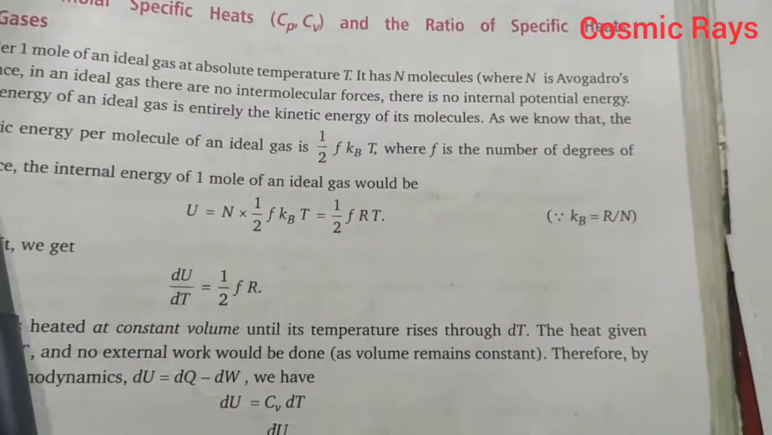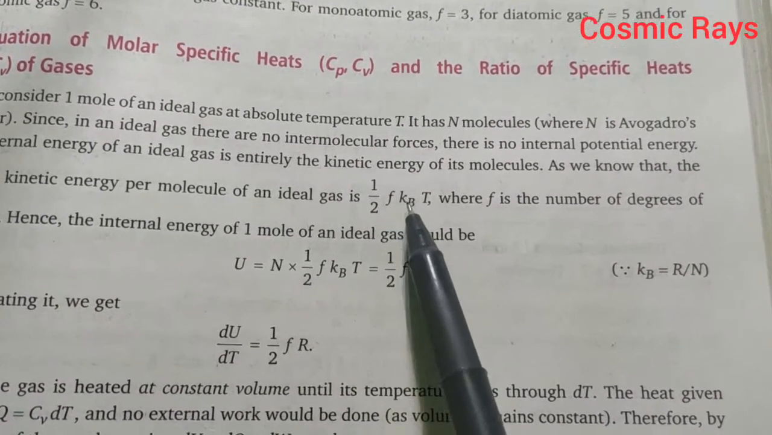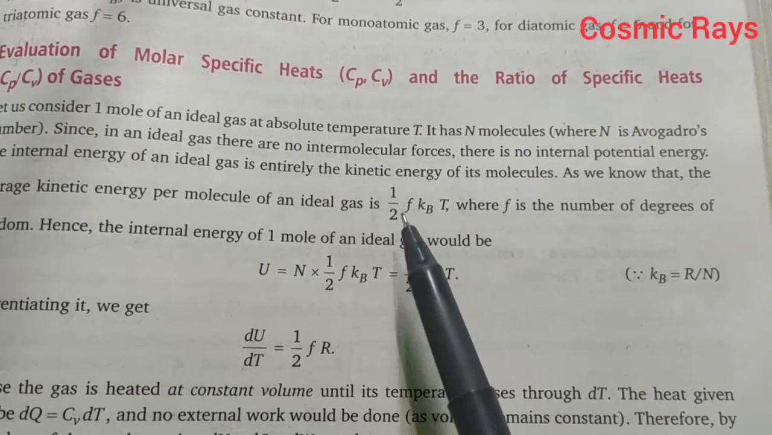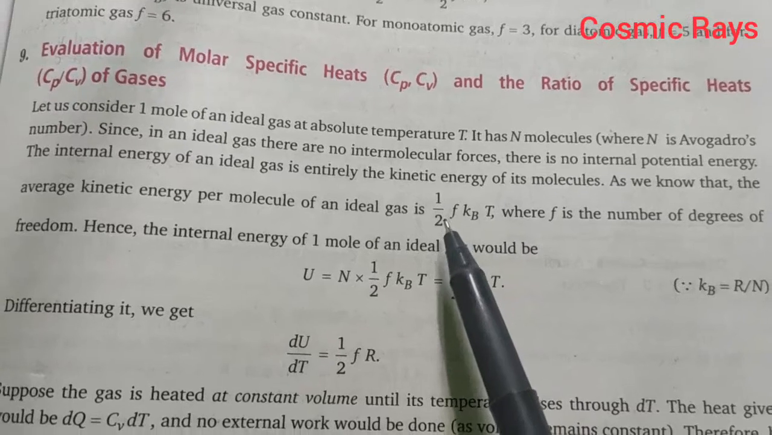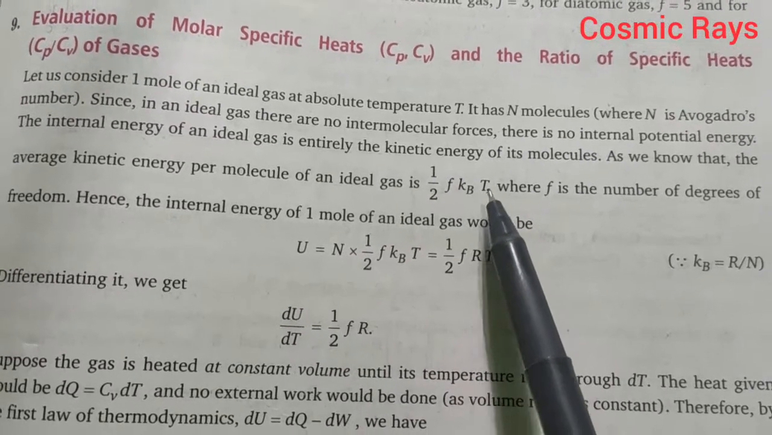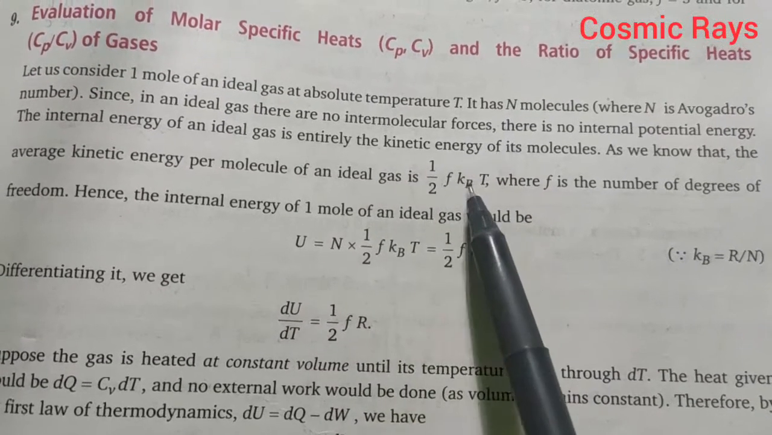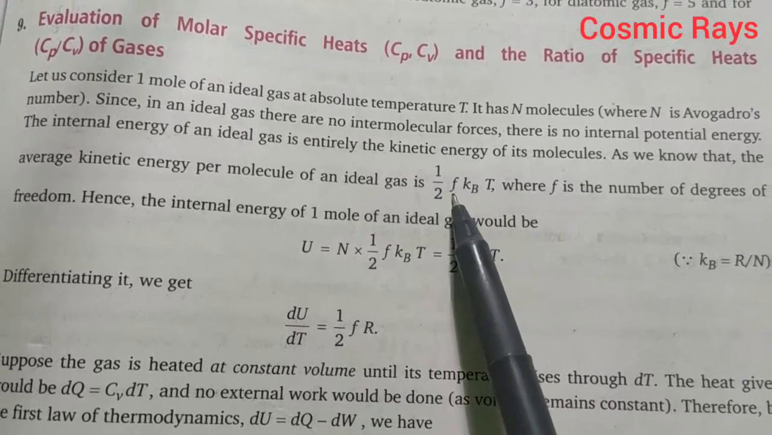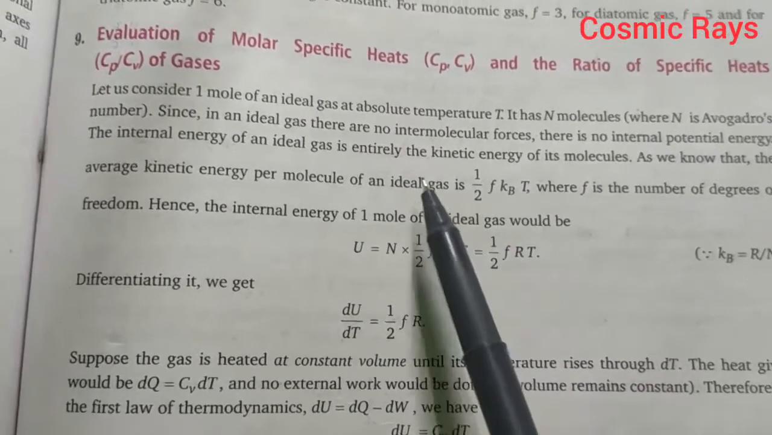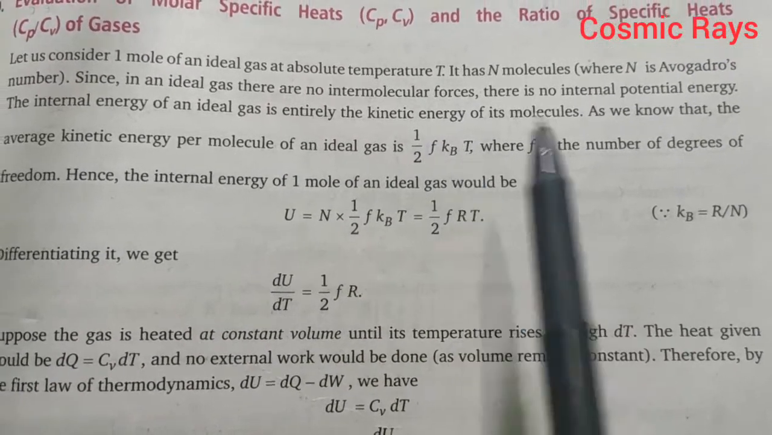Now we know that the average kinetic energy per molecule of the ideal gas is half FkT. Now what is F? F is the degree of freedom, because the energy associated with one degree of freedom is half kT, and if we want to find it out for the molecule, then we have to multiply half kT with the degree of freedom. So here F is the degree of freedom. So the average kinetic energy per molecule of an ideal gas is half FkT.